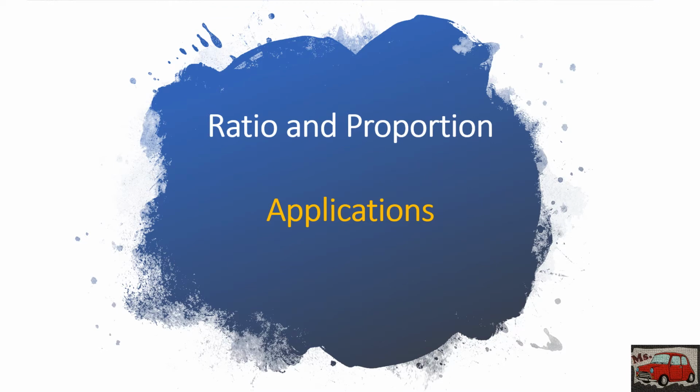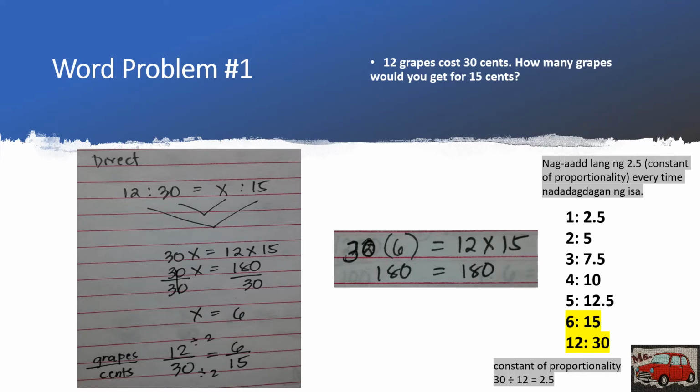Hello! Today we will answer some word problems and we will apply our skills and knowledge about ratio and proportion in real life scenarios, okay? 12 grapes cost 30 cents. How many grapes would you get for 15 cents?